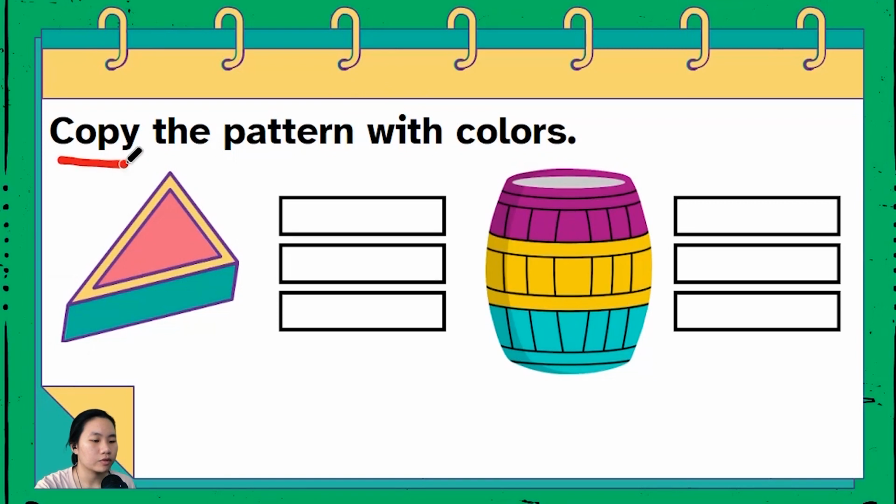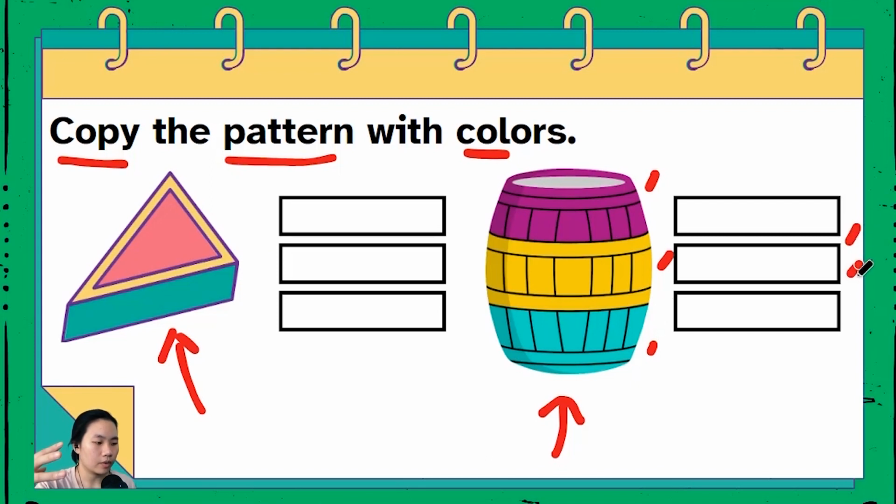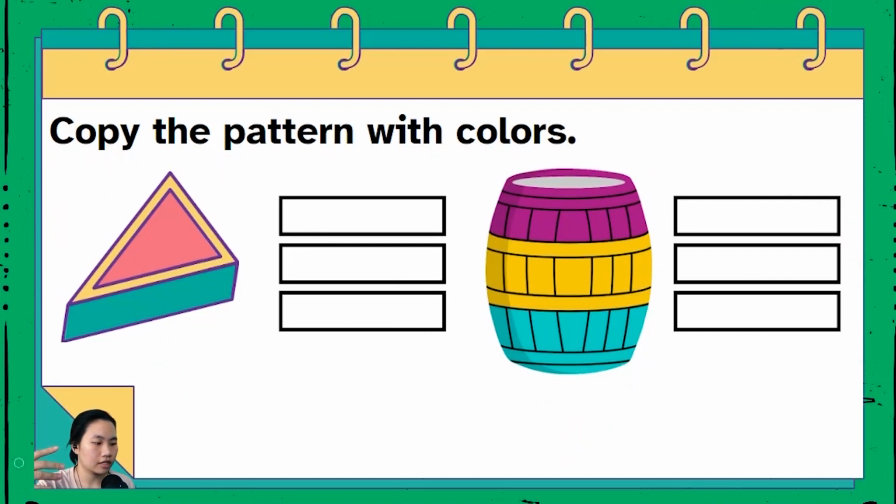Now we have to copy the patterns with colors. I have 2 objects over here. They have their own color patterns. For example, this one has purple, yellow, and then green. That's a pattern of purple, yellow, and green. What we're gonna do is copy the color pattern on these squares right here. So let me delete these so it looks cleaner.